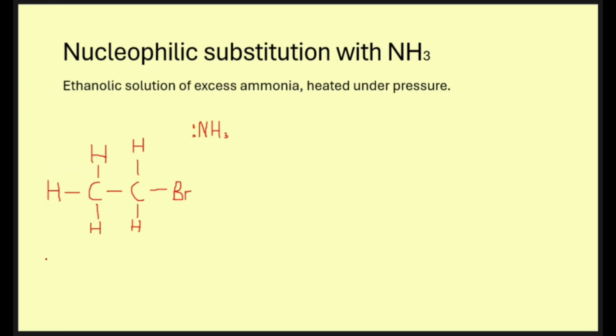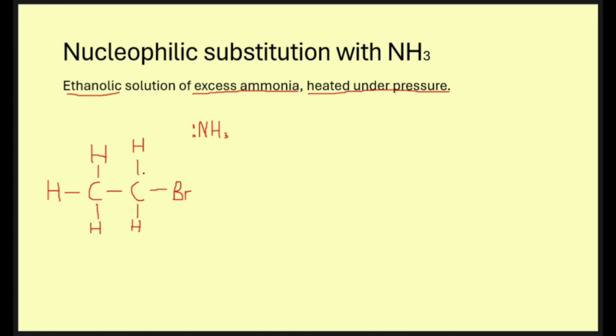And then nucleophilic substitution with NH3. The conditions for this are ethanolic solution of excess ammonia, and that's important because, as you'll see in later topics, this is a very important condition, so that we create the primary amine that we want. We don't want any other types of amines, we just want this primary one here, and we heat it under pressure.